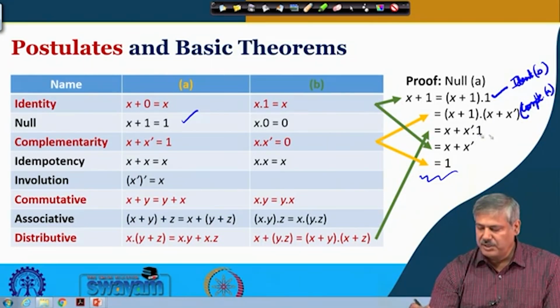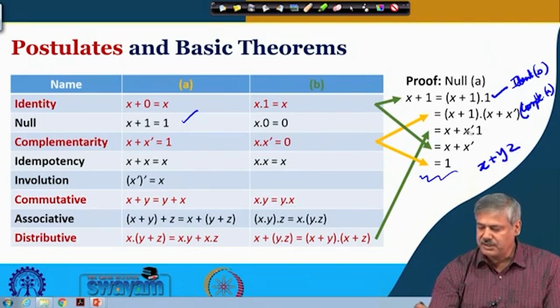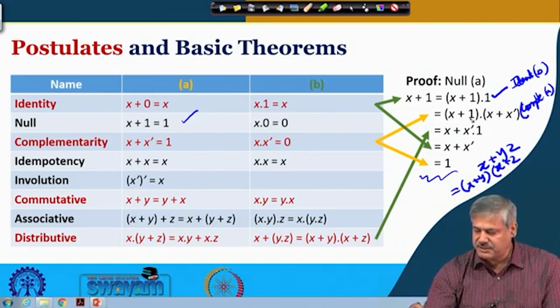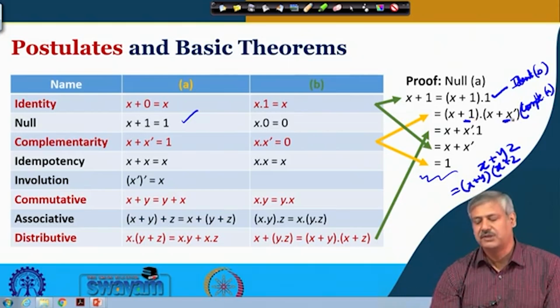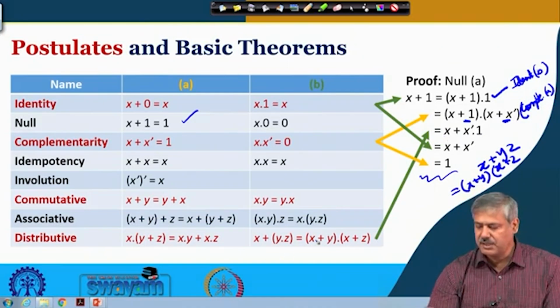Then you can use the distributive property, where x plus yz is equal to x plus y and x plus z. So this is x, this is your y and this is your z. So yz is getting multiplied over here and this is x, according to this. So this x is there, yz is multiplied, x multiplied means ANDed.